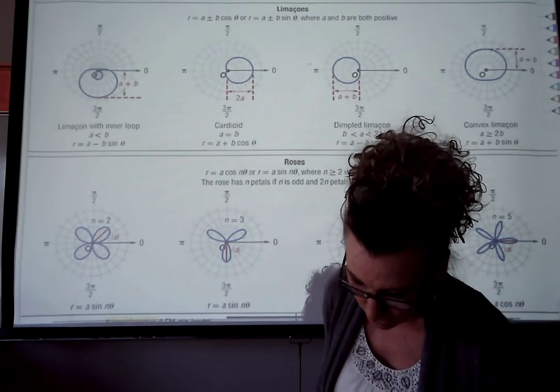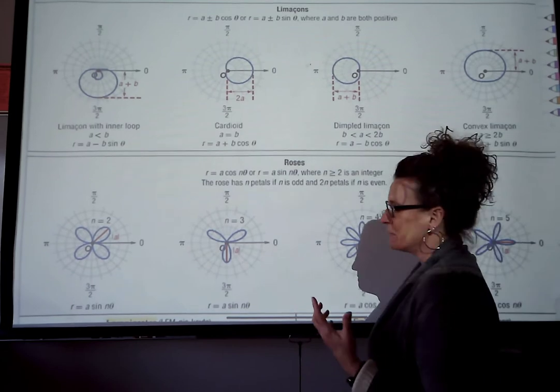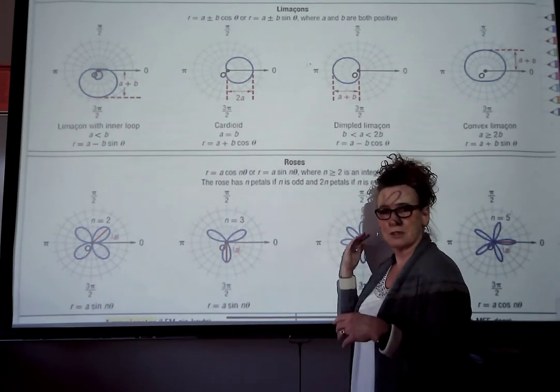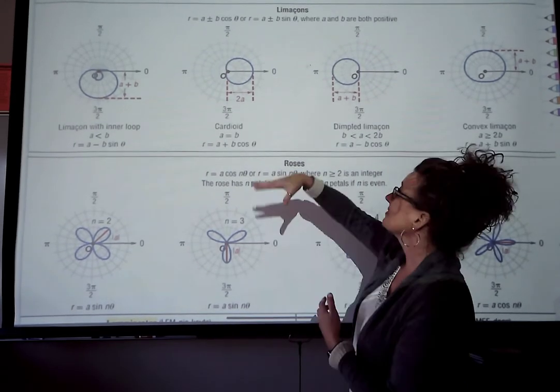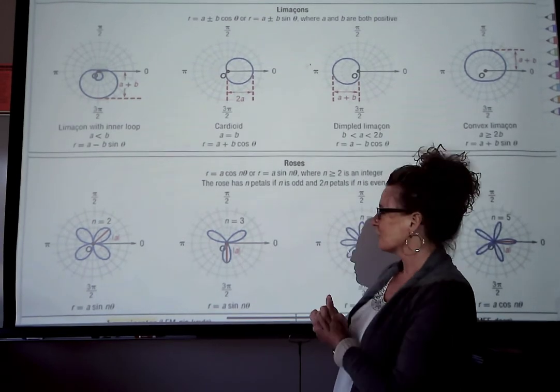Next up is a rose. These are my favorite. I like watching them being graphed. We do stuff with these types of graphs. Well, we do stuff with all of them in calculus 2. It's really cool, some of the stuff we get to do with these in calculus 2.